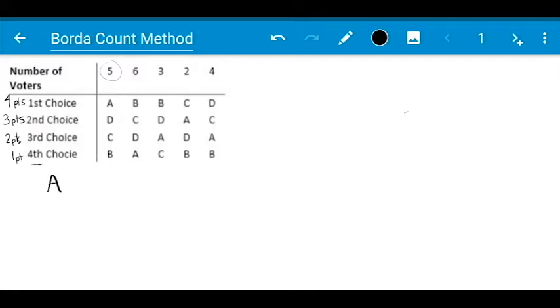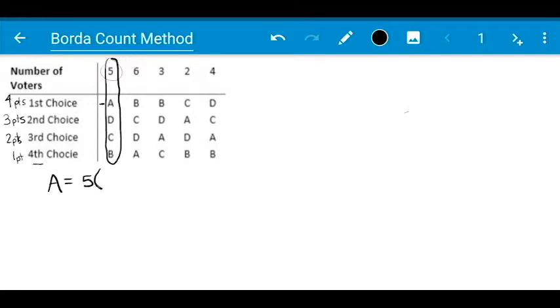So we're going to start with A. If we look at A, it is in this first column right here. A is in our first place choice. So 5 people are giving A 4 points, so we're going to do 5 times 4 points.